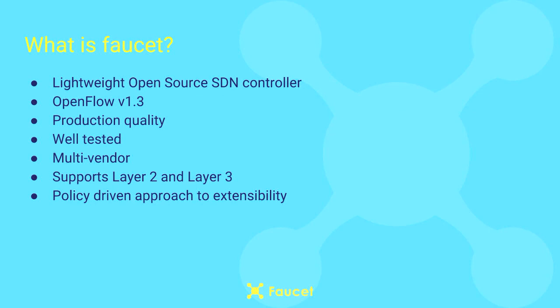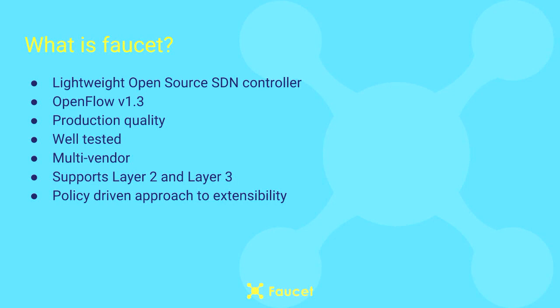So what is Faucet? We call it a lightweight SDN controller. So it's not some big clustered thing that you've got to run 30 machines on to get it running. It'll run on anything from a Raspberry Pi up to some big server if you want to support lots of hosts. It's using OpenFlow 1.3, so that's just a version of the OpenFlow standard that's quite well used by production switches, and it gives you quite a bit of flexibility, which is nice. We call it production quality because we've used it in production a bunch, and that's what the second half of this talk will be about.